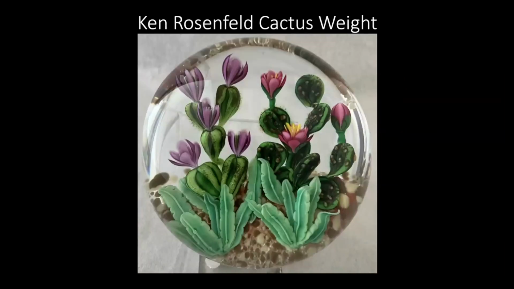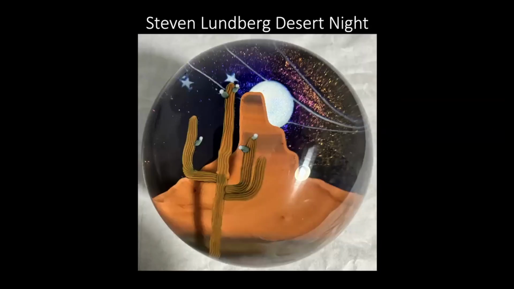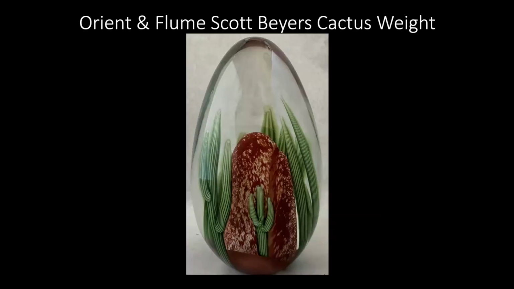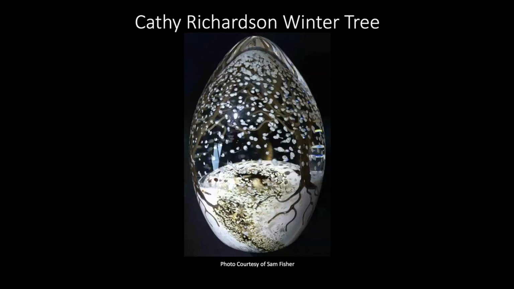Here is a Ken Rosenfeld weight with cactus. Another Stephen Lundberg nighttime scene showing a desert scene with cactus. Scott Byers from Orient and Flume made this ovoid weight with cactus around a small hill. This is another ovoid weight. This is from Kathy Richardson.